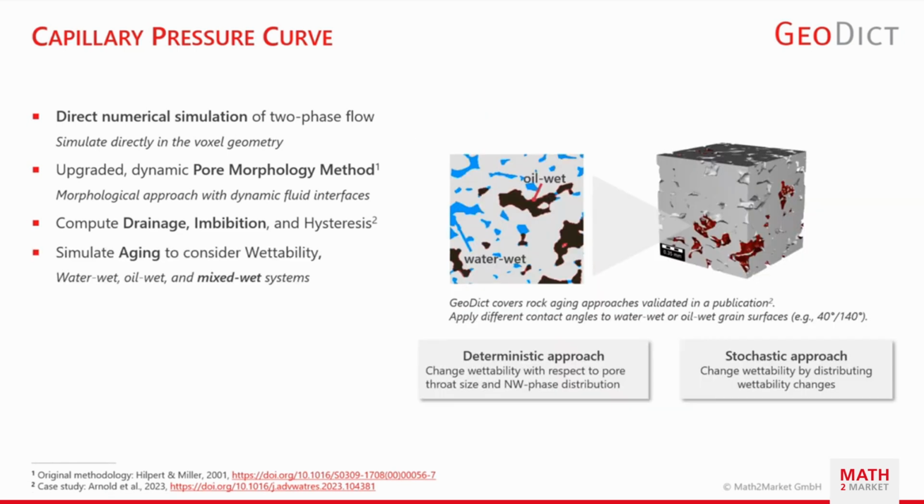Okay, to get into these negative pressures, we need to also consider spontaneous but also forced imbibition. And for that, we need to simulate the aging process. So the aging process is typically done in the lab. And to get that into the GeoDict workflow, you need to do this digitally. So we're simulating the aging process so that you can also not only do water wet systems, but also compute relative permeability for mixed wet systems.